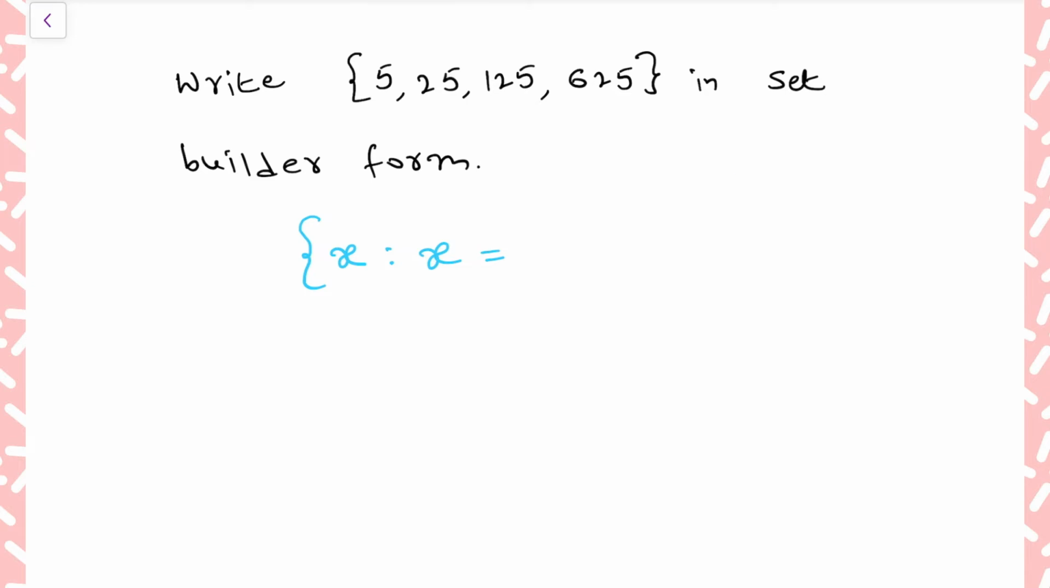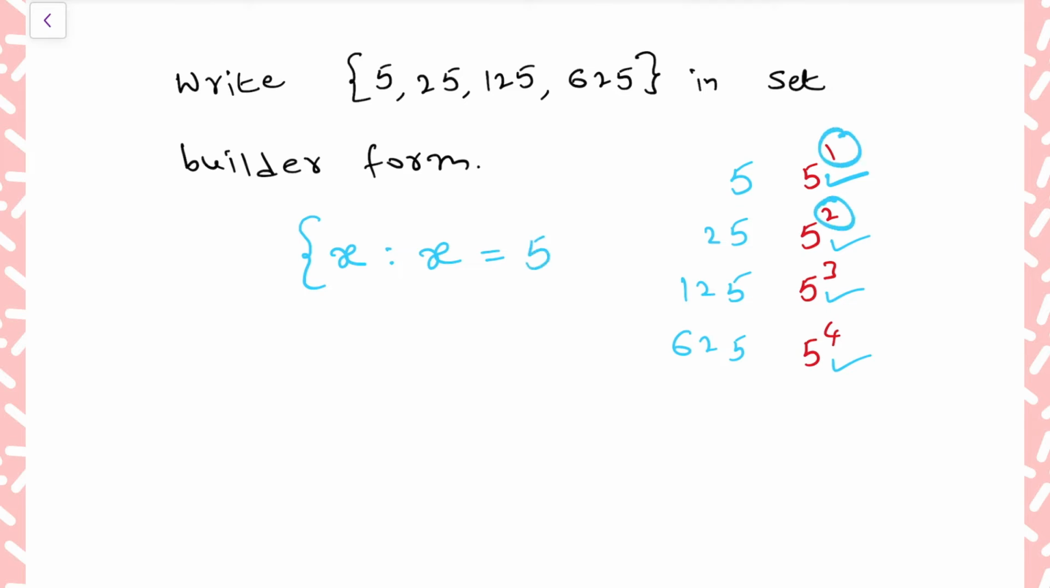First number is 5, second number is 25, third number is 125, then the last number is 625. 5 can be written as 5 power 1, 25 as 5 power 2, 125 as 5 power 3, 625 as 5 power 4. So these are powers of 5. In all these, the base 5 is common, right? So write 5 again. Next, if you observe the powers 1, 2, 3, 4, they are starting from 1.